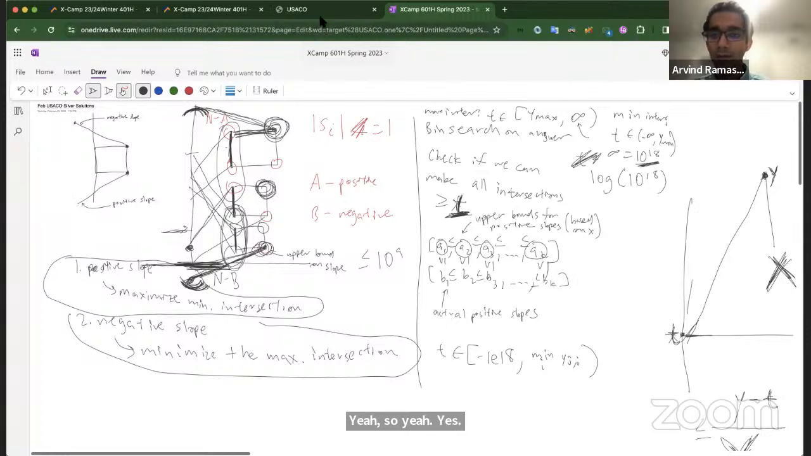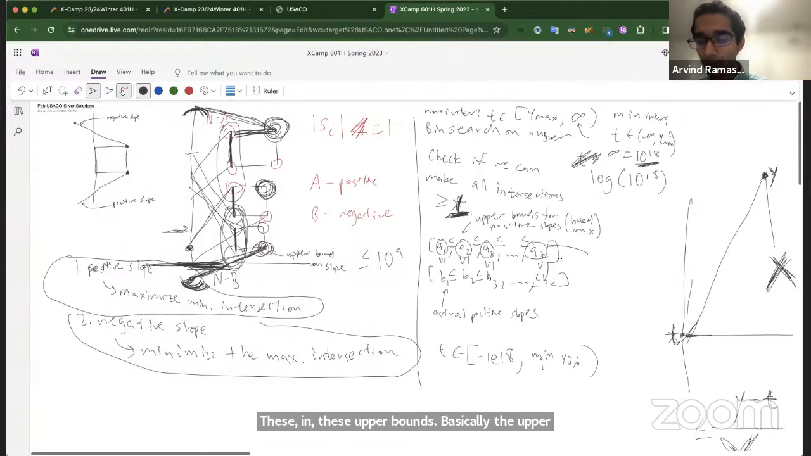Okay. Any other questions? Are the numbers guaranteed to be integers? The slopes are guaranteed to be integers, but when you're binary searching on x, these upper bounds, basically the upper bounds for the slope, are not necessarily going to be integers, so you'll need to handle that with floats or something.